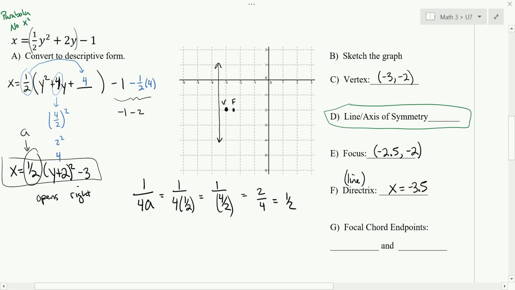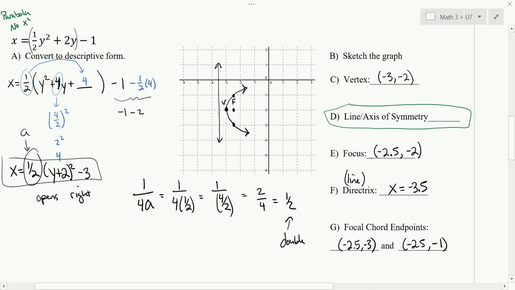Okay. Then our focal chord endpoints, how far are they from the focus? Double that 1/2, and you get 1. So we're going to go 1 above the focus and 1 below the focus. Those are our focal chord endpoints, and our graph goes through those points. Okay? And those are located at negative 2.5, negative 3. That's the lower point. And negative 2.5, negative 1.